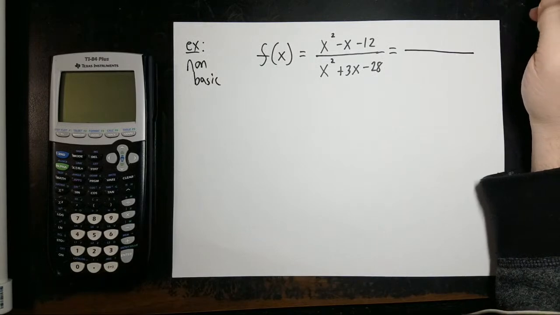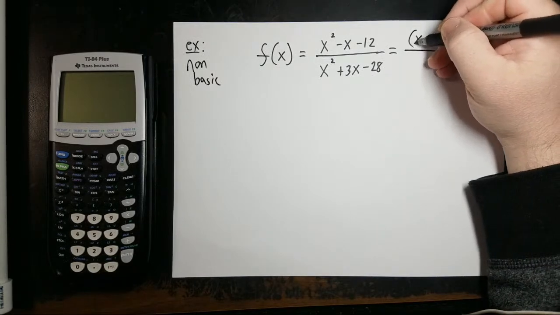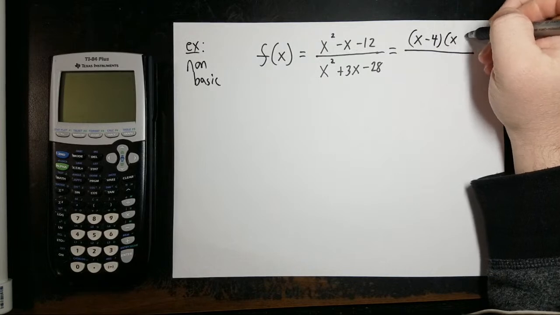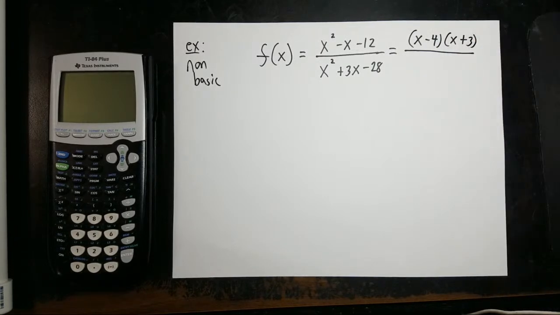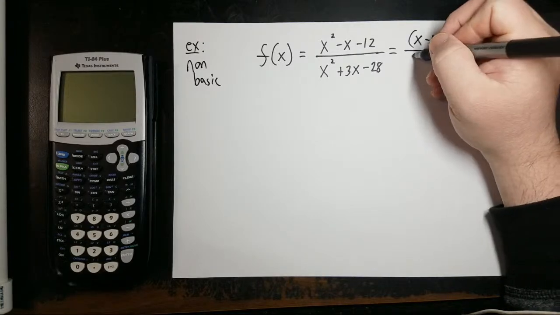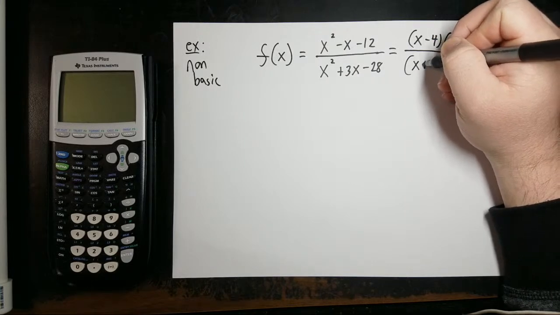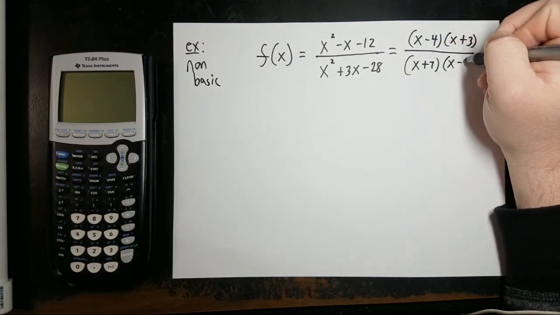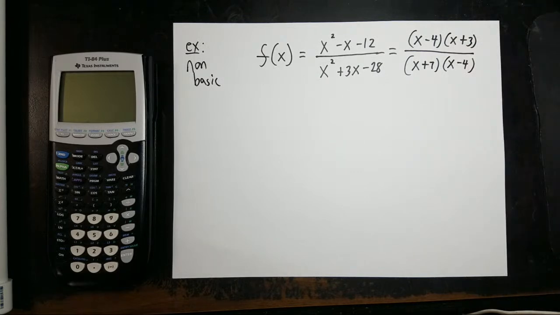If you were to factor this problem, you would get x minus 4, x plus 3 on top of the problem. The x squared minus x minus 12, that's what it factors into. The two magic numbers being negative 4 and positive 3, adding up to negative 1, multiplying to negative 12. On the bottom of the fraction, you end up with x plus 7, x minus 4. Because 7 and negative 4 multiply to negative 28 and add up to negative 3.